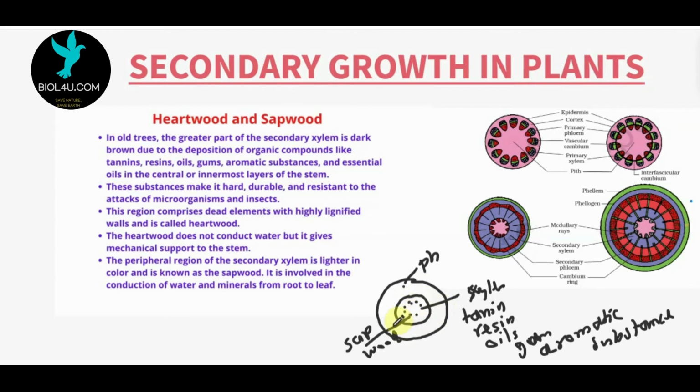So two types of wood form. Inside the cambial ring, in the center, is the heartwood, which cannot conduct water. Outside the heartwood you can see the lighter area that conducts water, and that is known as the sapwood. So heartwood and sapwood are both related to the xylem.